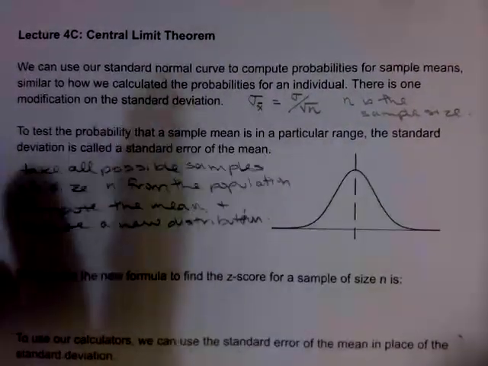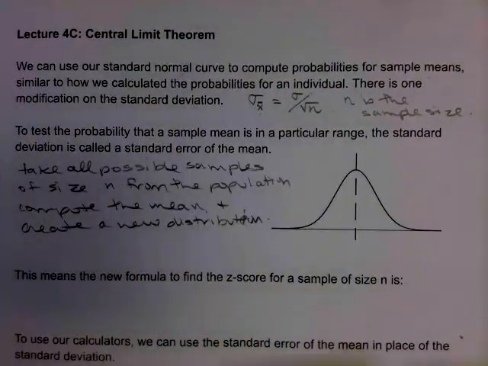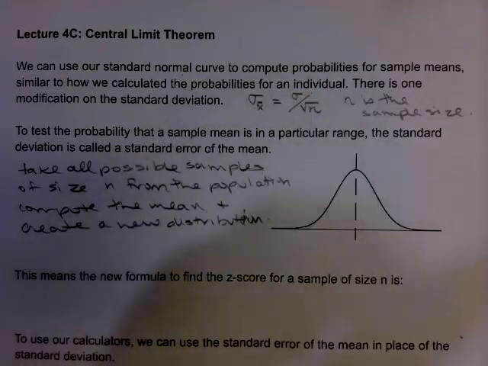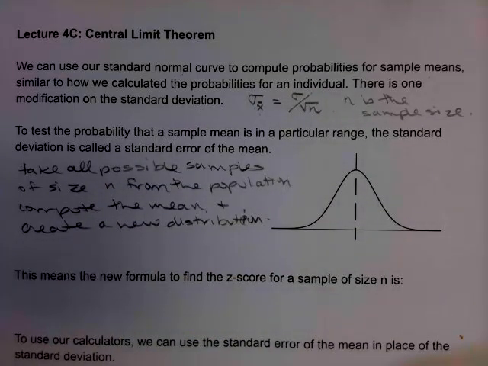So we have our whole population. We can take every possible sample of size 30. Compute the mean for each of those possible samples, and then those means create our new distribution.